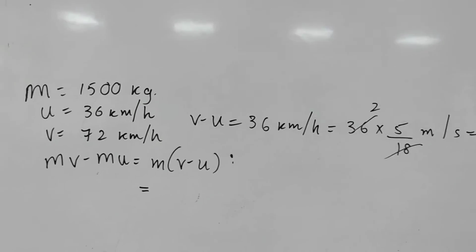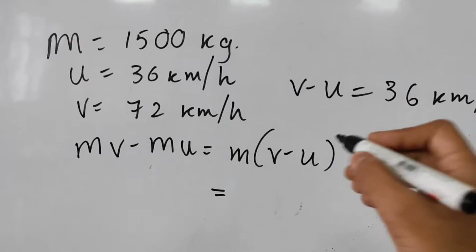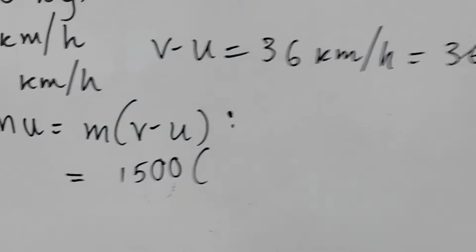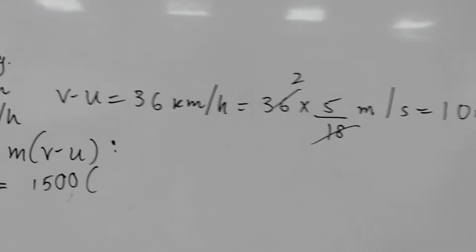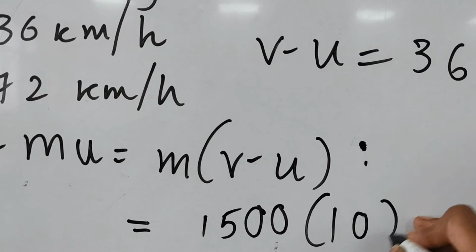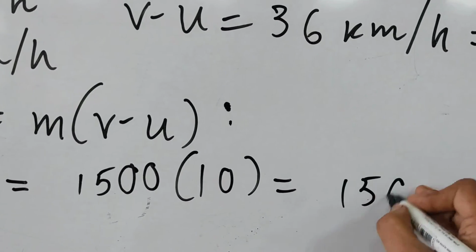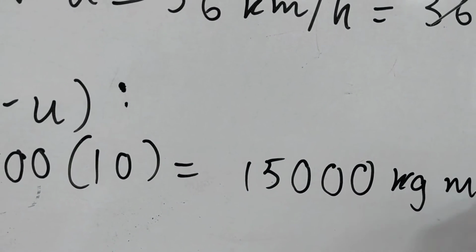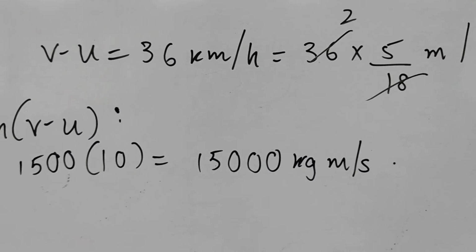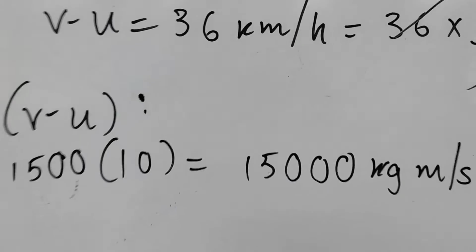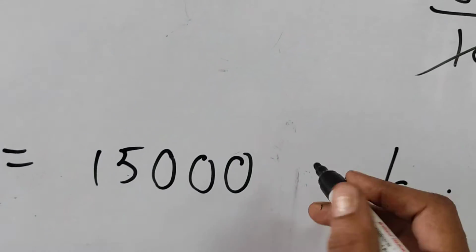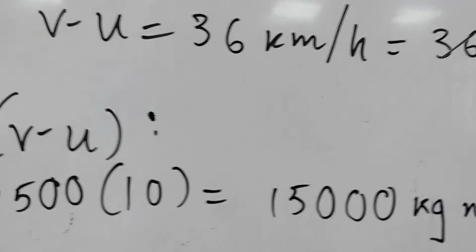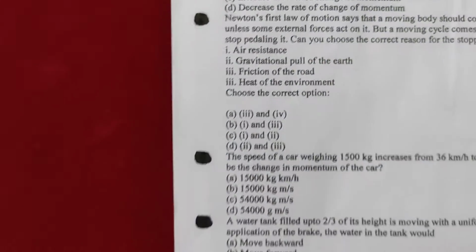Now, change in momentum is m into v minus u. M is 1500 and v minus u we have just found it is 10 meter per second. So multiplying it by 10, the answer is 15,000 kg meter per second. This is our answer. Okay, 15,000 kg meter per second.